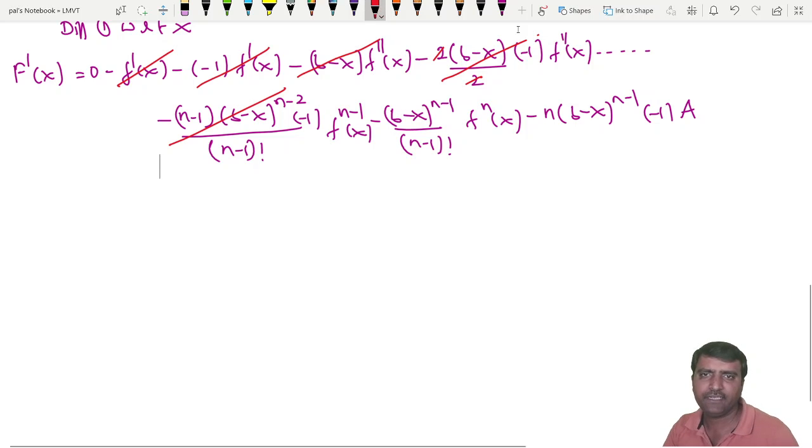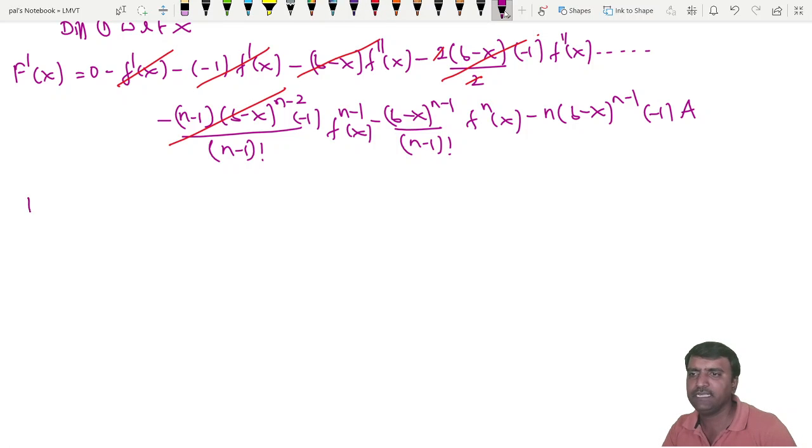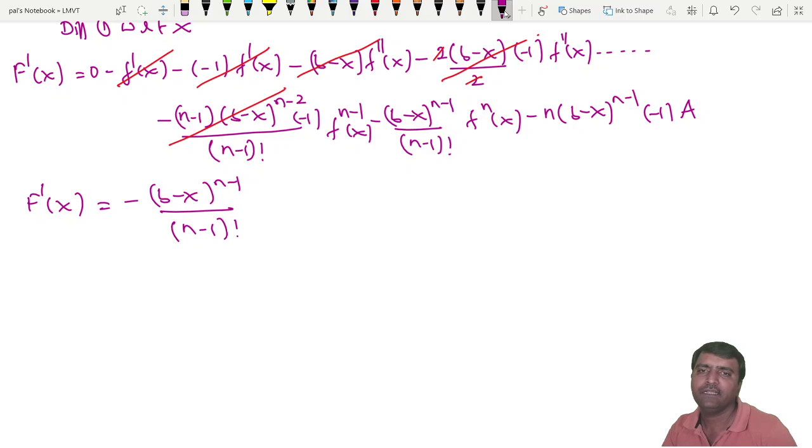So finally you write f dash of x, the f dash of x that remains at the end. So that is, f dash of x is equal to minus (b minus x) to the power n minus 1 by n minus 1 factorial into f n of x, minus minus of minus plus n into (b minus x) to the power n minus 1 into a. So this is f dash of x.